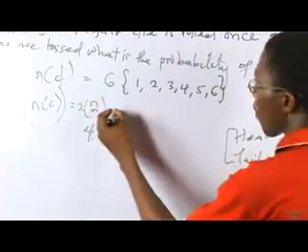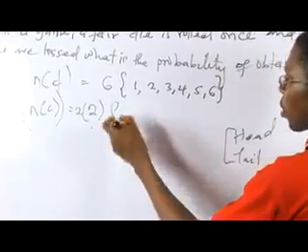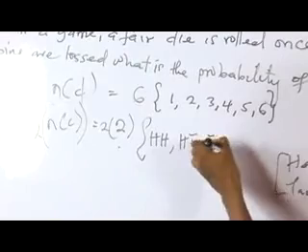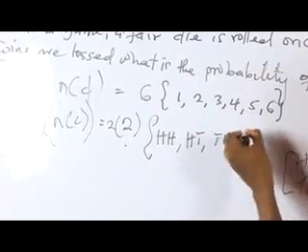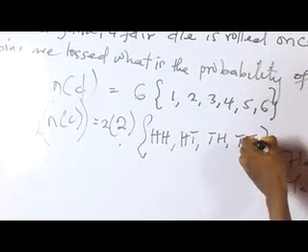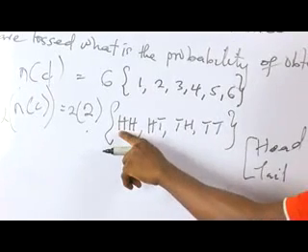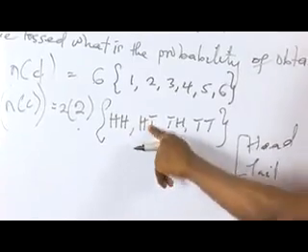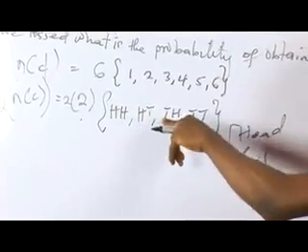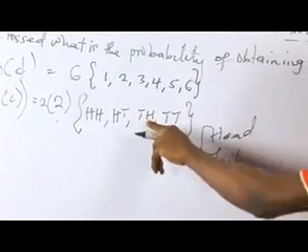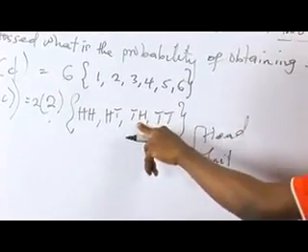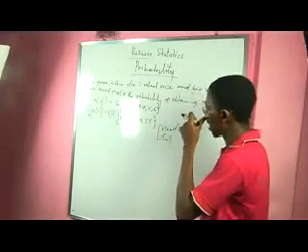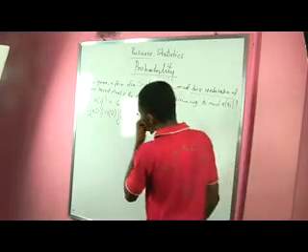So what we are going to have inside this one is head head, head tail, tail head, and tail tail. What this simply means is that if the first coin is head, the second coin can also be head. If the first coin is head, the second coin may be tail. If the first coin is tail, the second may be head, and the 2 of them can be tails, as shown.